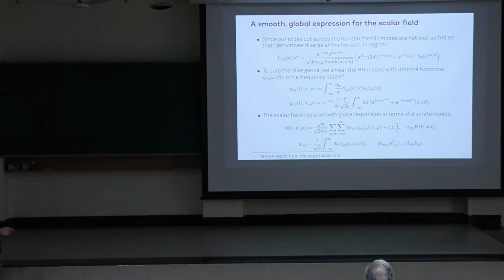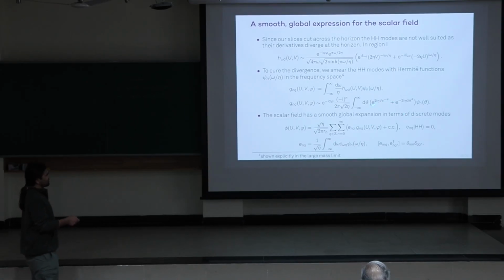Right. So one problem I wanted to fix was that these mode functions are not smooth, in the sense that their derivatives blow up at the horizon. The horizon is at u equal to v equal to 0, which are Kruskal coordinates, null Kruskal coordinates, and it's not hard to see. You take a derivative, let's say, of this term with respect to u, it brings down a 1 upon u, which clearly diverges. Now to cure this divergence, we define a new set of mode functions. So we smear the Hartle-Hawking modes with Hermite functions in the frequency space. This is my definition of new modes.